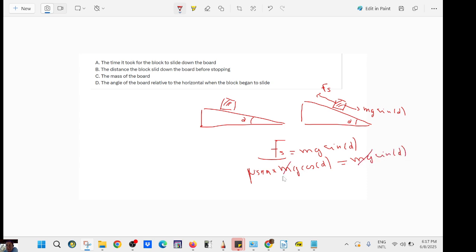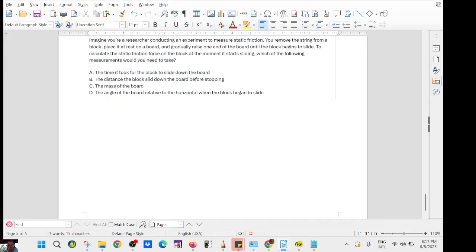You can cross this out. So you see that the coefficient of static friction only depends on the angle. Okay, and it makes sense. Okay, I think that's it.